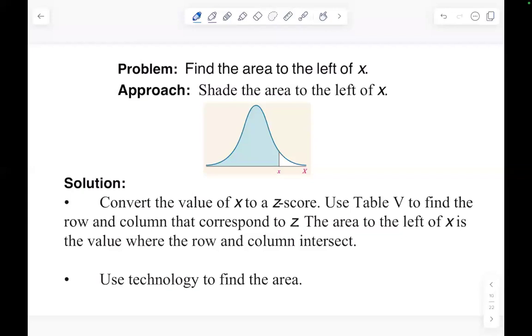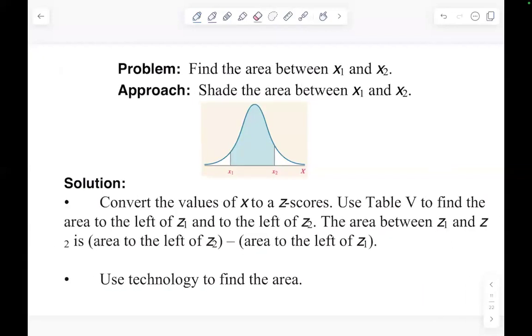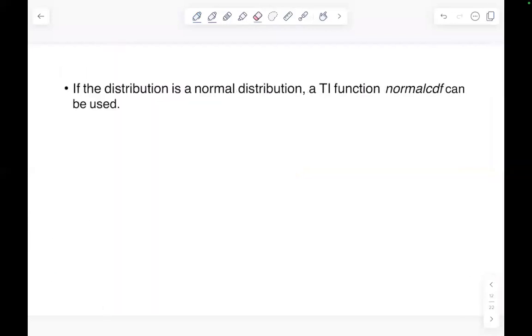So just use your technology. The Z table is really cool and I love it and everything. But if you have data values, you don't necessarily need the z-score, just use your calculator. So we're not even going to go here because we're just going to talk about calculator stuff. So our normal CDF is good. We like that.